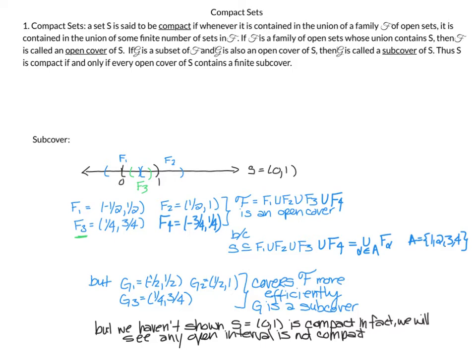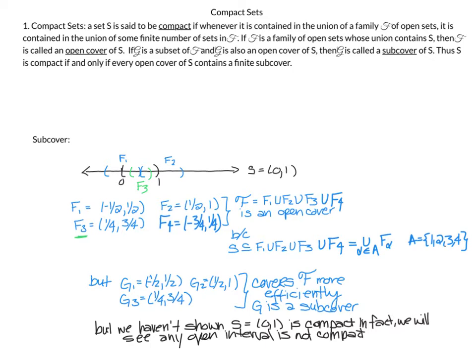We still haven't shown that S is compact. In fact, we'll see any open interval is not compact, so this is a good time for me to go over the definition of compact. A set is said to be compact if whenever it is contained in the union of a family F of open sets, it is contained in the union of some finite number of sets in F. Another way of saying this is S is compact if and only if every open cover of S contains a finite subcover.